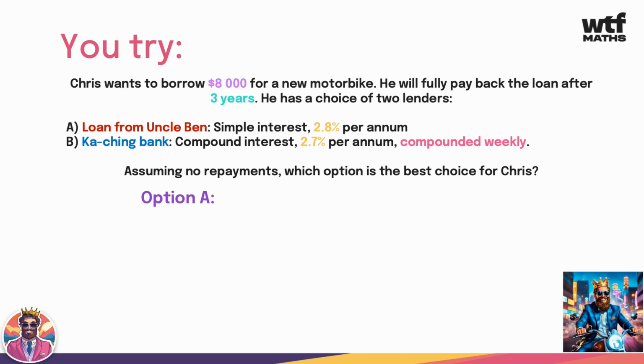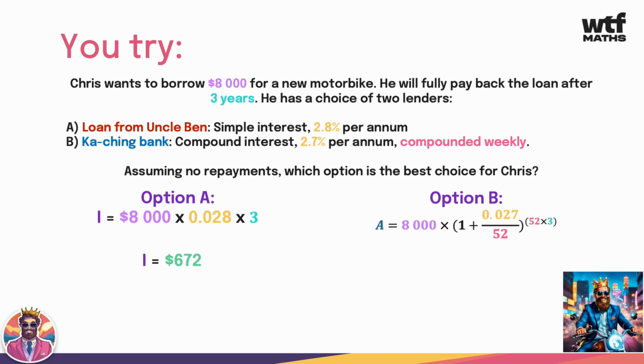Okay, so first of all, with option A, we're looking at a simple interest account again. So it's going to be 8,000 times 0.028 times 3, and this should give us $672 interest on the loan with Uncle Ben. For option B, we went to the Kaching Bank. We would have to use compound interest. So again, just making sure all the numbers have been typed in properly in our formula, and we should get $8,674.78. But please remember, that is the total amount.